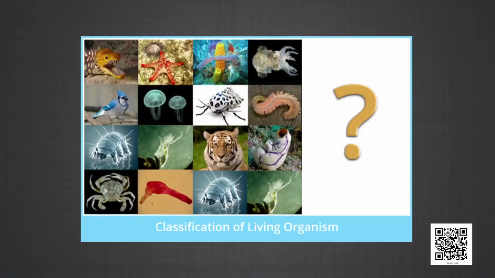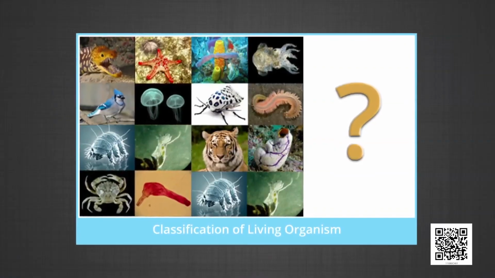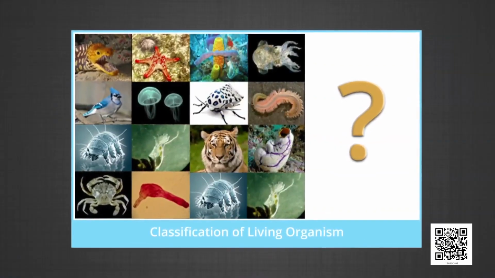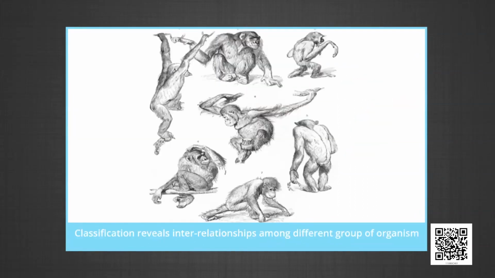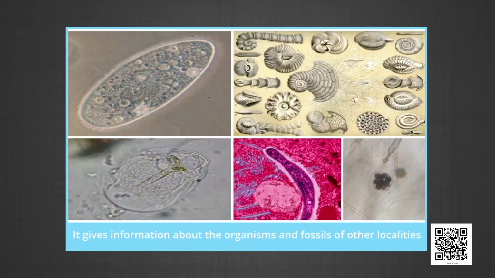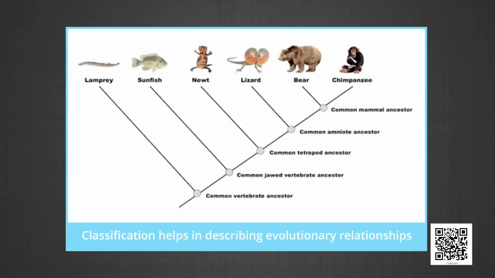Need of classification. Organisms should be classified due to the following reasons. Number 1. Classification makes identification and the study of a wide variety of biological organisms easy. It reveals the interrelationships among different groups of organisms. It gives information about the organisms and the fossils of other localities. It also describes evolutionary relationships.